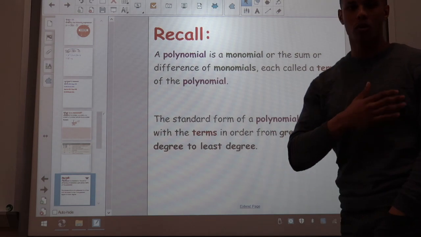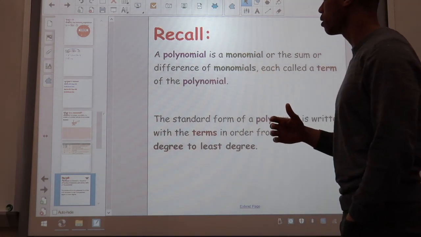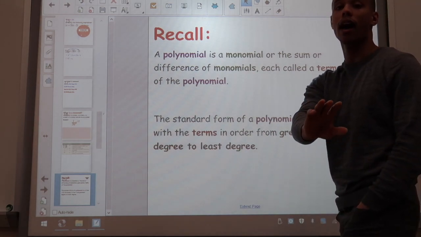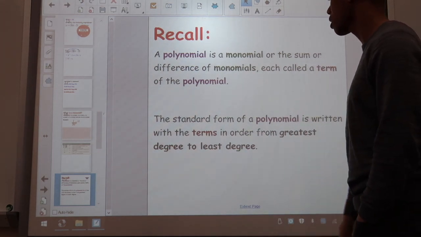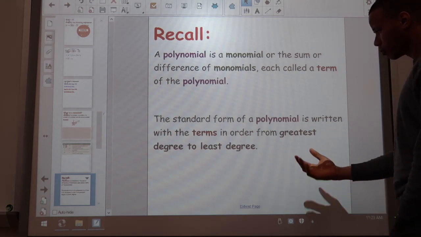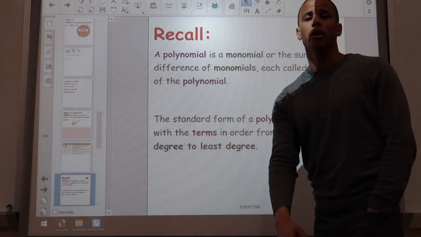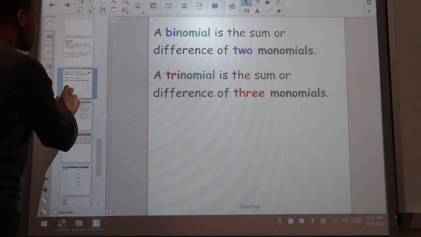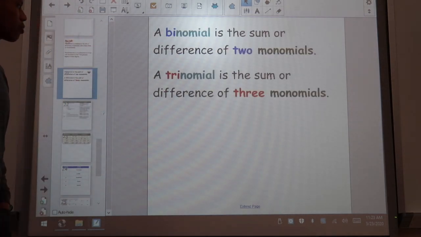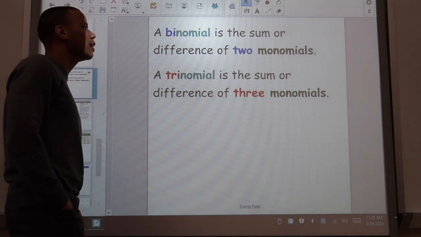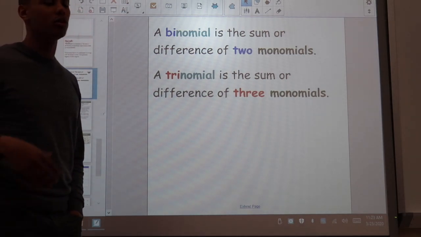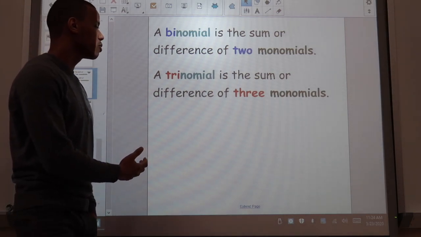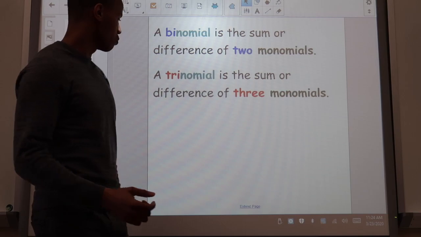Again, I want you to freeze it, and I want you to write this down. I want you to write down a monomial, which you should have from last time. And then I have another definition coming up for you. The next two definitions that we have: a binomial, which is the sum or the difference of two monomials, and then we also have a trinomial, which is the sum or difference of three monomials.